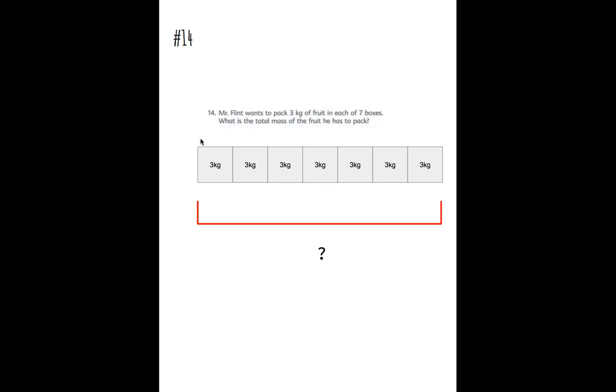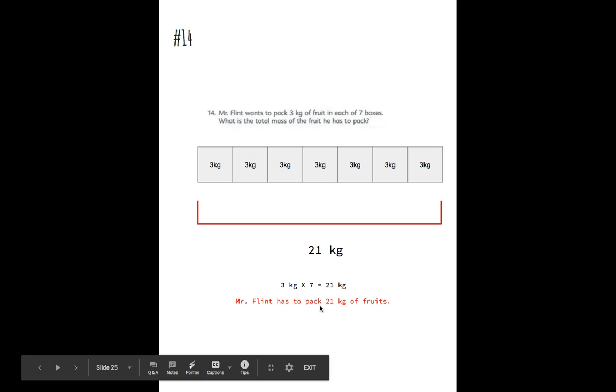Okay, let's look at number 14. Mr. Flint wants to pack 3 kilograms of fruit in each of the 7 boxes. So here's our 7 boxes, and inside we know the part is 3 kilograms of fruit in each box. So we have our 2 parts, 7 boxes and the 3 kilograms of fruit. We are looking for the total mass, which is the whole, so we need a larger number. So you will multiply 3 kilograms times the 7 boxes, which gives you 21 kilograms. So Mr. Flint has to pack 21 kilograms of fruit.